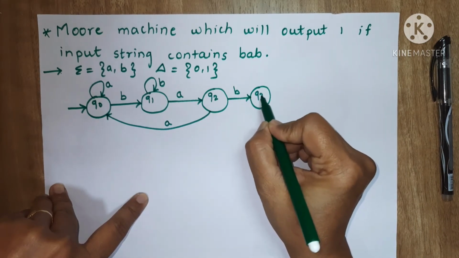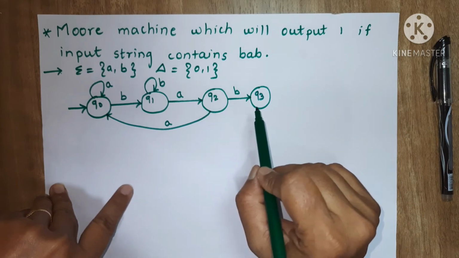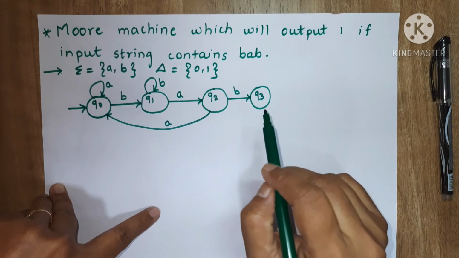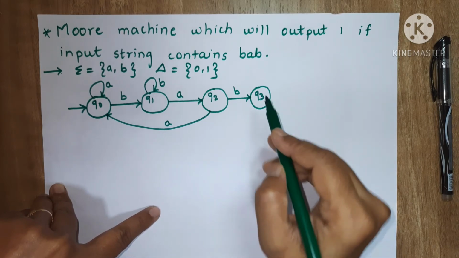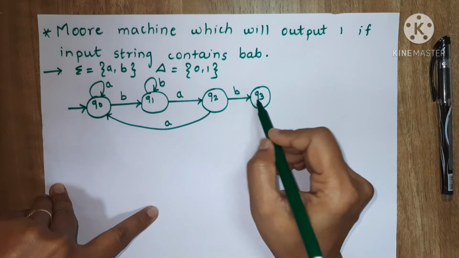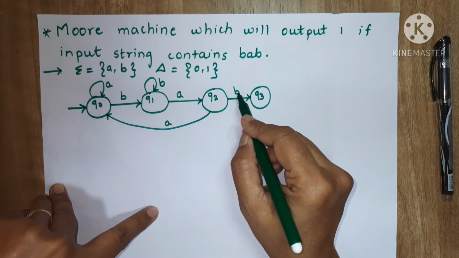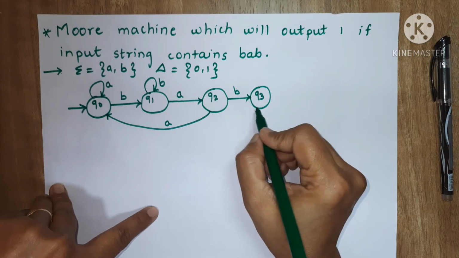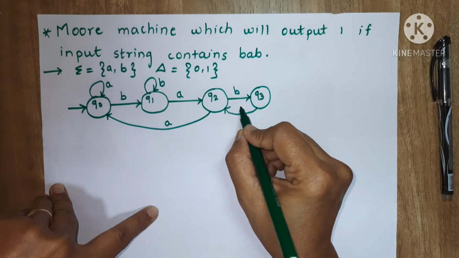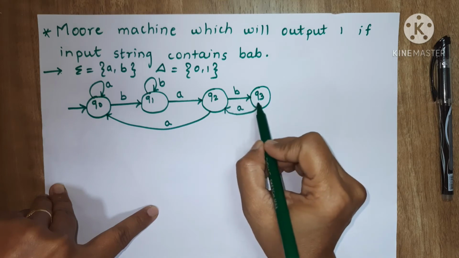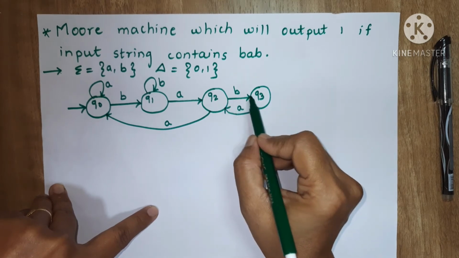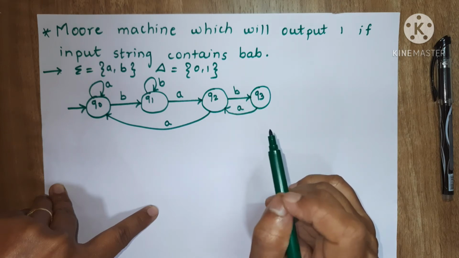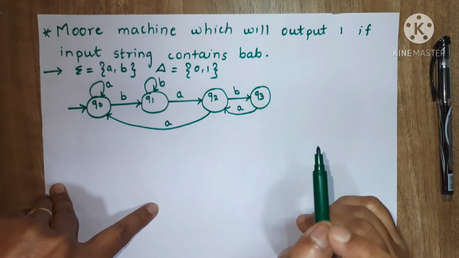Now for the Q3 state. The Q3 state is reached by reading BAB. In Q3, if I again get A, and then there is a chance that I get B, this will complete another BAB. So for A I have to show a transition to the Q2 state, so that if I get B, A, and again B, the BAB string will be completed. In this way it will produce the output as 1.